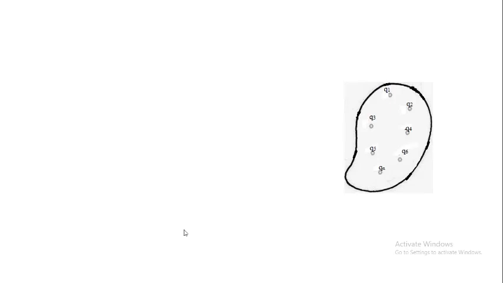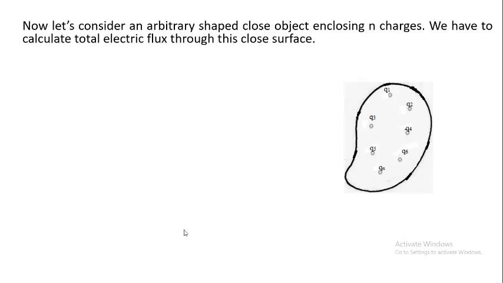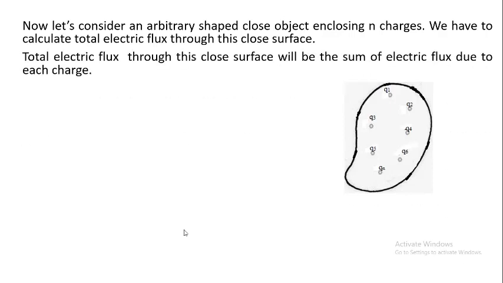So what will be the flux through an arbitrary shaped object which contains n number of charges? Let's consider an arbitrary shaped closed object enclosing n charges. Our task is to calculate total electric flux through this surface due to all these charges. Total electric flux through this closed surface will be the sum of electric flux due to each charge.